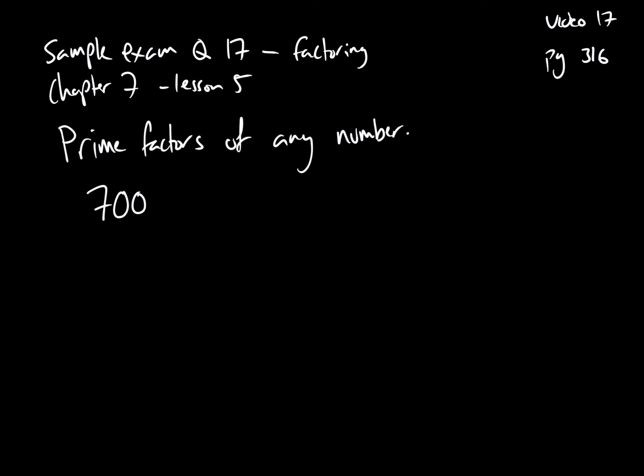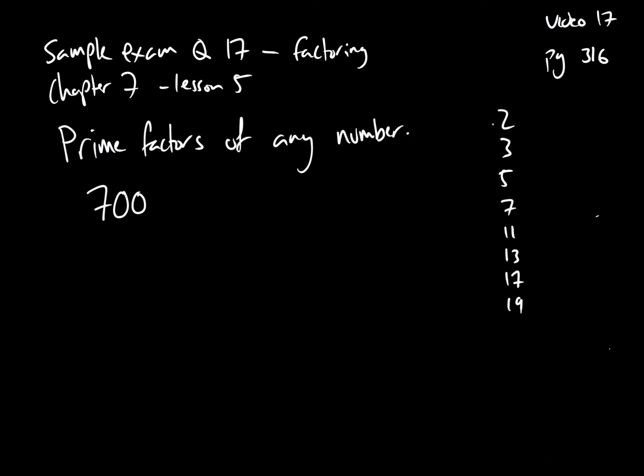First of all, we need to know what is a prime number. A prime number is a number that can only be divided by 1 and itself. So we have 2, 3, 5, 7, 11, 13, 17, 19, and so on. These are some prime numbers. Let's have a look at the number 700. Which of these prime numbers can this number be divided by?